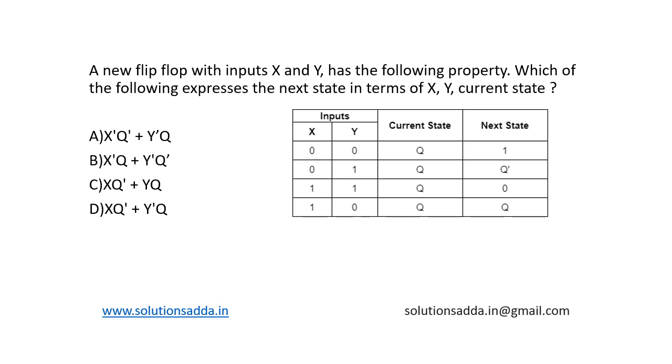This is a previous year ISRO question. A new flip-flop with inputs X and Y has the following property. Which of the following expresses the next state in terms of X, Y and current state? So here we are given two inputs X and Y as well as the current state. And we have to find the expression which best describes the next state.